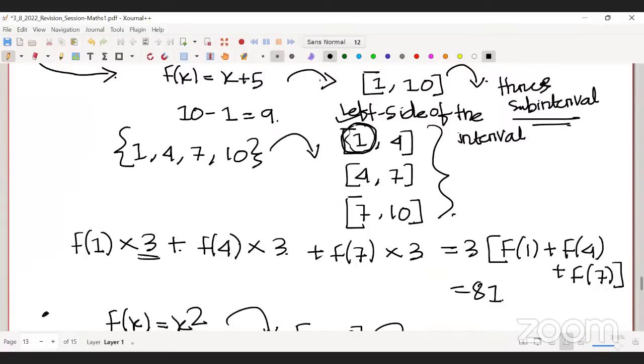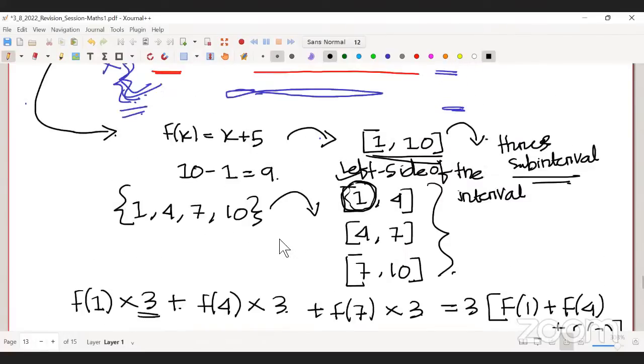Initially, it was given that you need to find the left Riemann sum of the function on this interval by splitting it into 3 equal subintervals. So the first thing is how to split this interval into 3 equal subintervals. You need to find the length of this interval, which is 9. To split it into 3 equal lengths, you divide by 3, which gives 3. Then you start with 1, add 3, you get 4.